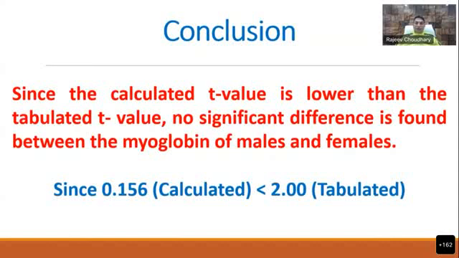Since 0.156 is less than 2, it is concluded that there is no significant difference between the myoglobin contents of males and females. Both possess the same level of myoglobin contents. There is no impact of gender on myoglobin. Myoglobin is not affected by gender. So we have discussed the application of this independent t-test.